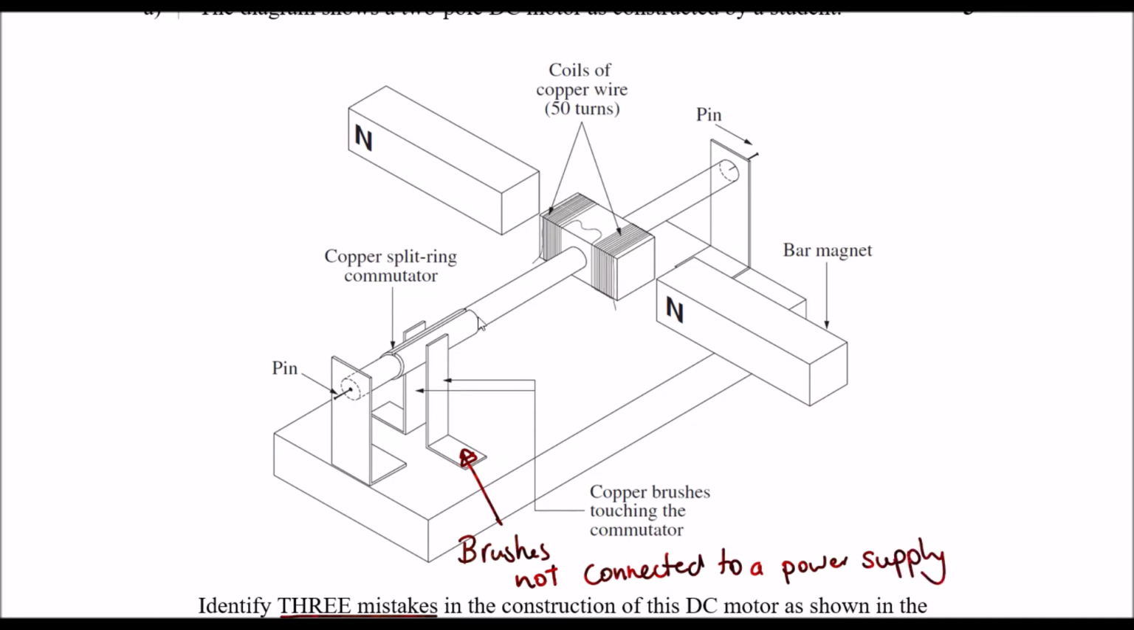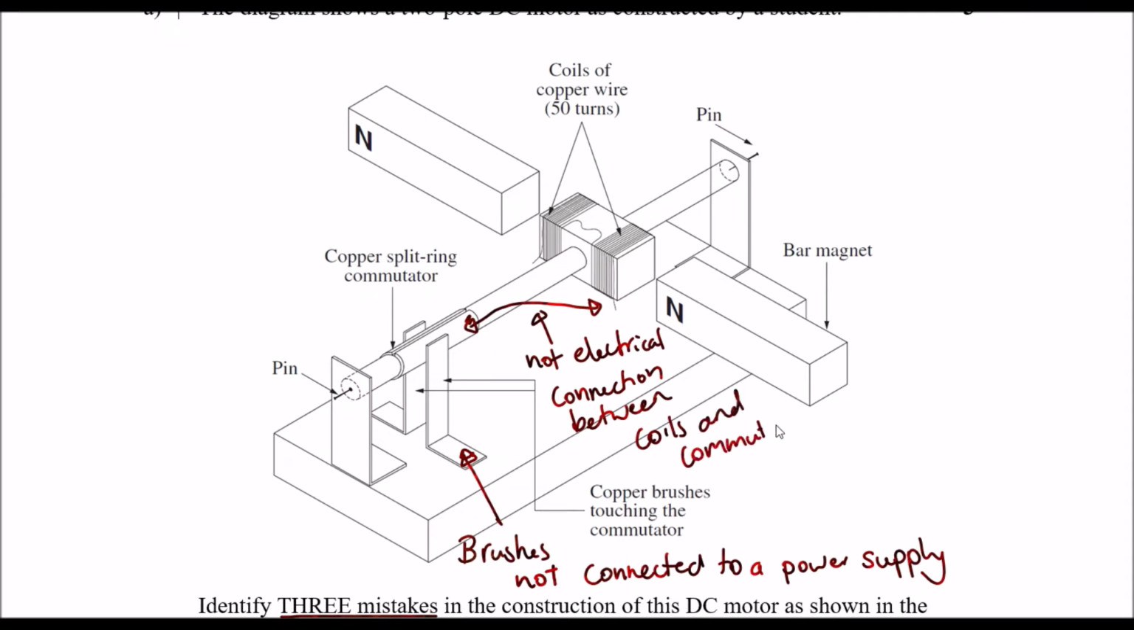The second issue we have is that our split ring commutator is not linked with the coils of our motor. So no electrical connection between coils and commutator. So that's one of them.